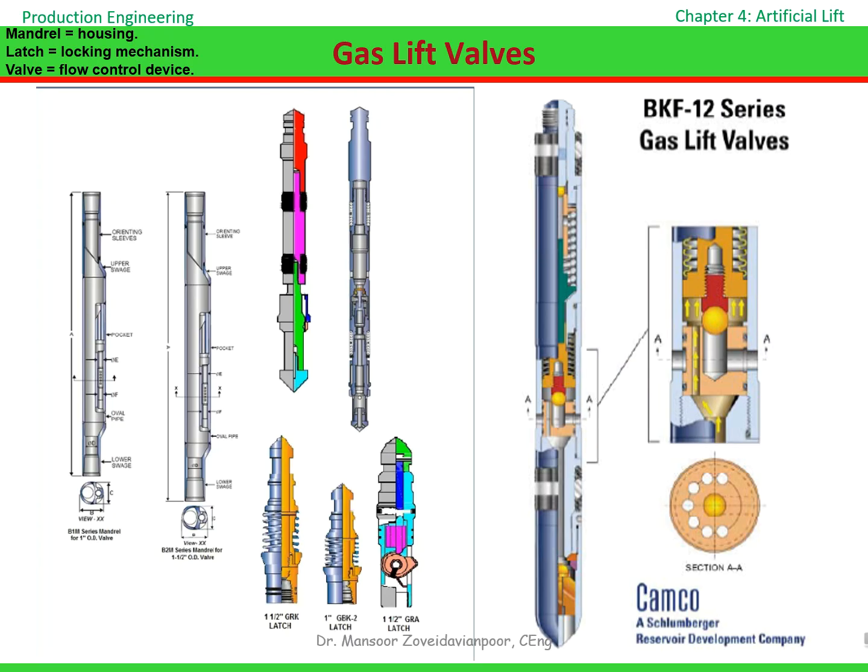The cross-sectional views show how the valve sits inside the mandrel, creating a controlled flow path from the casing annulus into the tubing. The key takeaway is that the mandrel provides the structure, the latch secures the valve, and the valve controls gas injection. Together, they form the foundation of a reliable gas lift system. Now that we've seen the equipment itself, the next question is how these components are arranged in different well completions. That's where gas lift installation types become important.